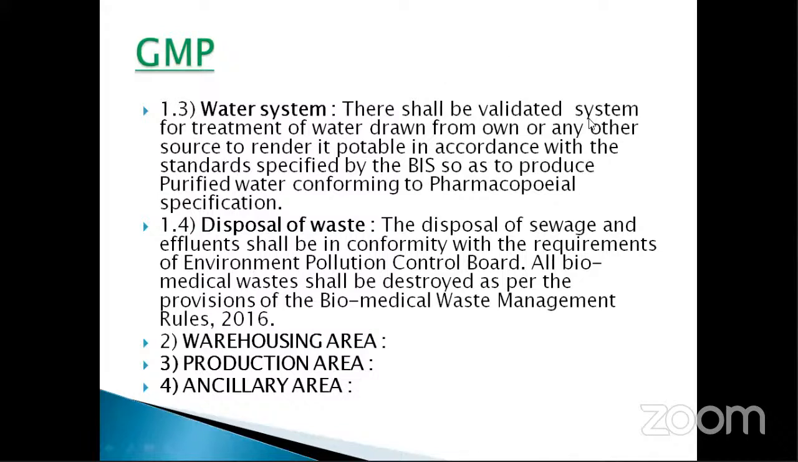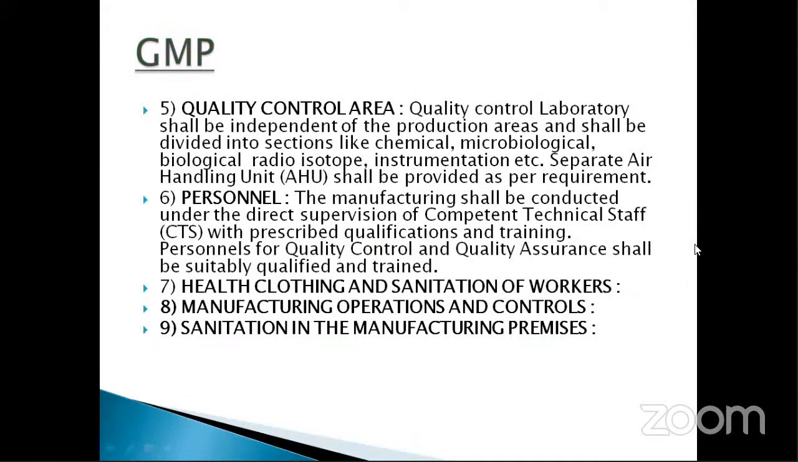Next is the quality control area. It is another important area in the manufacturing unit. The quality control laboratory shall be independent of the production areas, and it shall be divided into sections like physicochemical or chemical laboratory, microbiological laboratory, biological laboratory, radioisotope testing facilities where provided, and instrumentation room. These are the separate segregated areas into which the total quality control laboratory is divided.